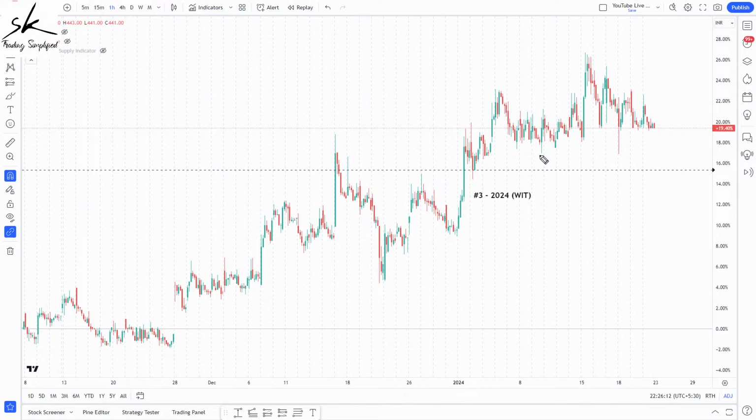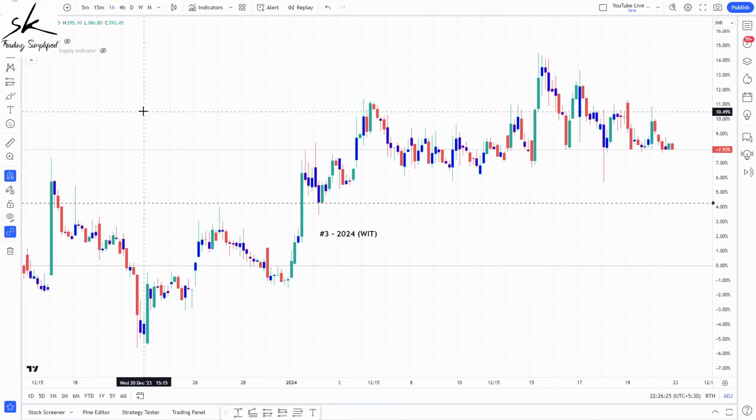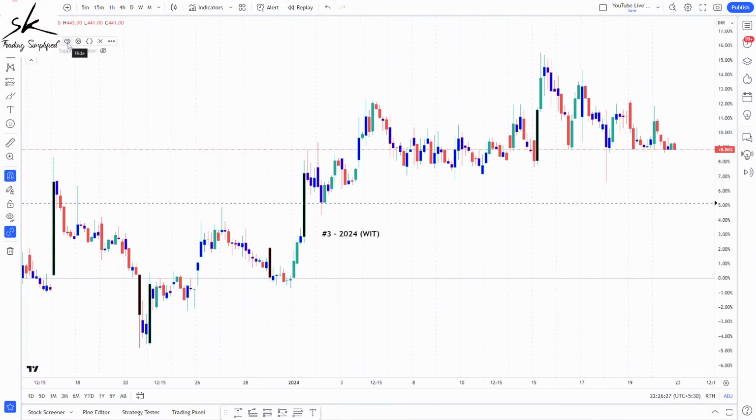Now, initially, like I said, if you want to train your eyes, we have some free indicators available to you. We have the boring candle indicator, which marks all the boring candles as blue candles on the chart. Let me zoom in a little bit. You can see. Similarly, we have the explosive move indicator, which is also a free indicator. So both these indicators are free, and you can use them for free forever.